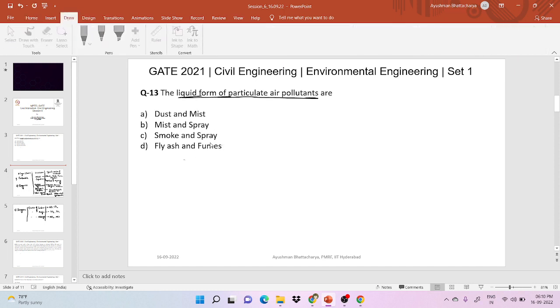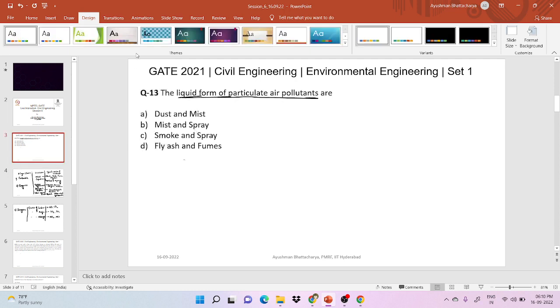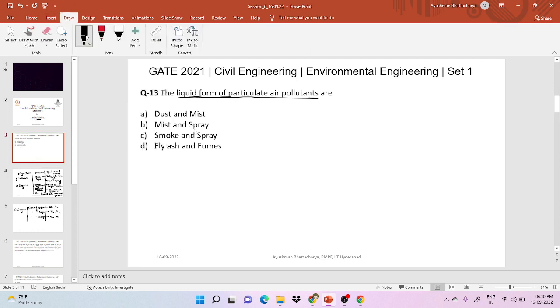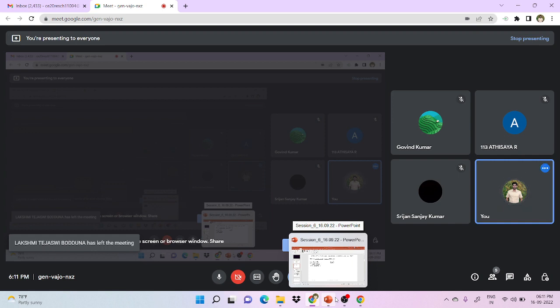Just a second. I think I am unable to write actually. So mist and spray are basically the correct answer. Option B is correct. Mist and spray. I hope it is clear. So is there any doubt?